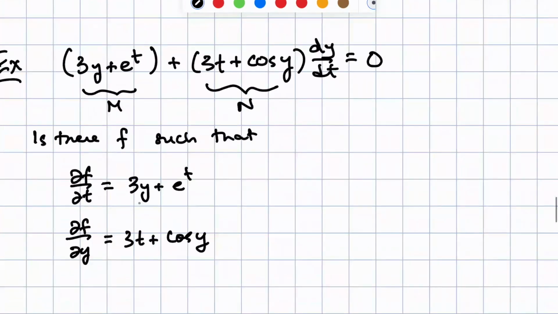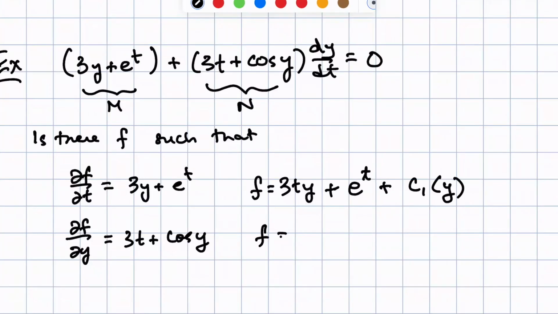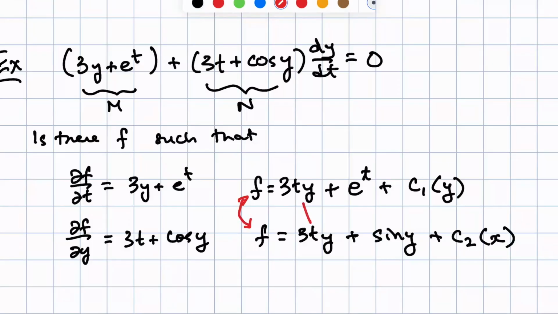If I anti-differentiate with respect to t, I get 3ty. So f is equal to 3ty plus, integrating e to the t with respect to t, e to the t, plus a possible constant in y. At the same time, I'm integrating here in y, so I get a 3ty, and then integrating cosine of y with respect to y, I get sine y plus a possible c2 of t. Now, if I compare these two, these are the same, that's good.